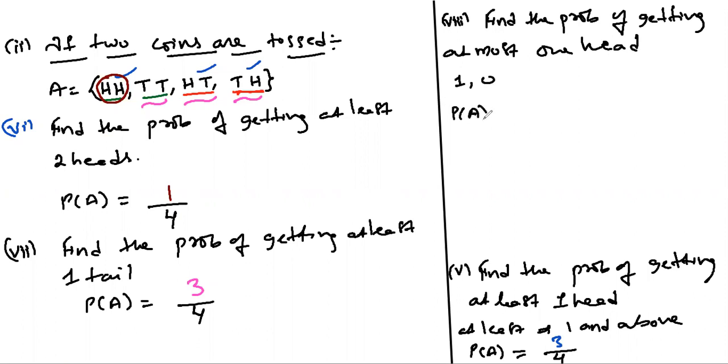Now P of A is equal to total 4. At most one head means one should be the highest. So this is the highest, one here. At most one head means 1 and 0, but here two heads are there, and our highest value is 1 only, but we are getting 2 here, so we should not consider this. So 3 out of 4.